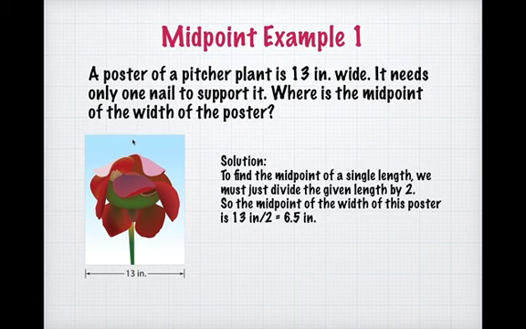It's what's going to hold it up, it's what's going to keep it straight and not be off center. So to find the midpoint of that length, all we need to do is cut this value in half. So take that 13 inches, divide it by 2, and get 6.5. So you could measure out 6.5 inches. That's where you're going to put the nail, and that's it.